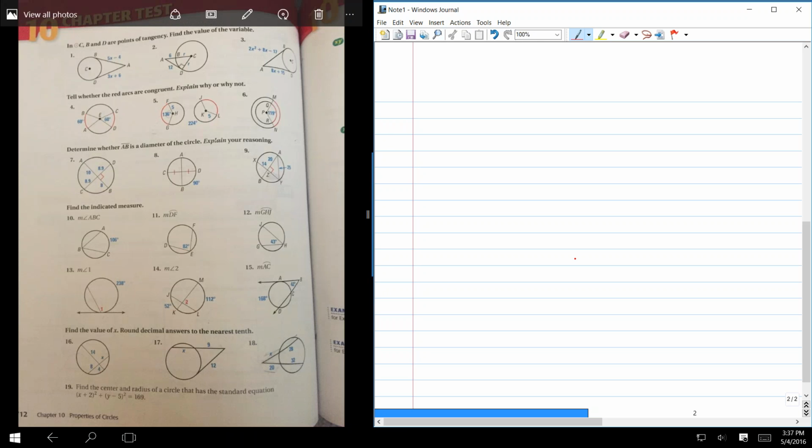Want to begin with 1? Sure. Actually, those ones are easy. Okay, well, pick where you want to begin. Let's do 4. All right. Tell whether the red arcs are congruent. Explain why or why not. Are they in 4? Yes. Okay, why?